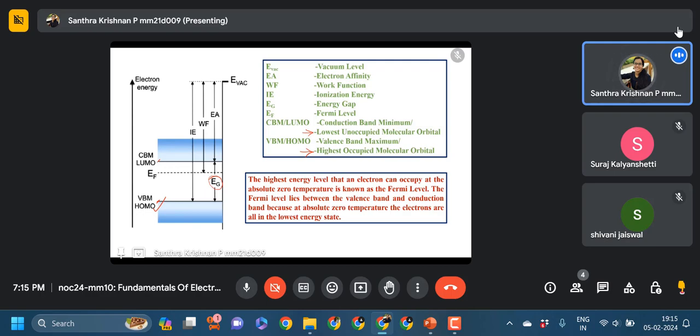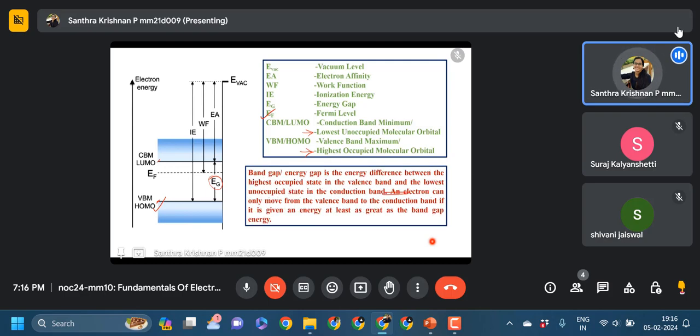So basically, suppose you have a material at absolute zero, and at that absolute zero, the highest possible energy level where we can find an electron is known as its Fermi level. So this dotted line is known as the Fermi level. The Fermi level always lies between the valence band and the conduction band, because all the electrons or carriers, whatever we have there, will be in their lowest energy state. That is your EF. Basically, EF is your Fermi level. It lies between the conduction band and the valence band.